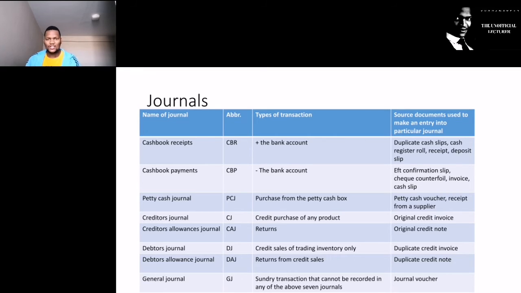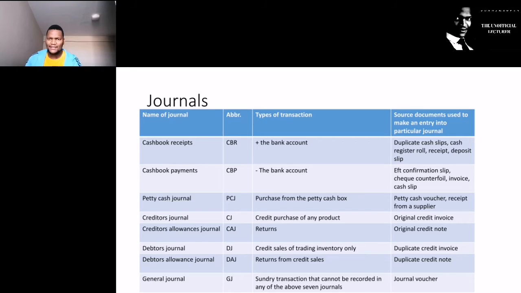Now in this journal, we only record the receipts. We only record all the items that potentially will increase our bank account, nothing else. The source documents that we normally use with this cash receipts journal are your duplicate cash slips, your cash register roll, your receipt, your deposit slip. All the money, all the assets that come into the business, we are going to record under the cash receipt journal.